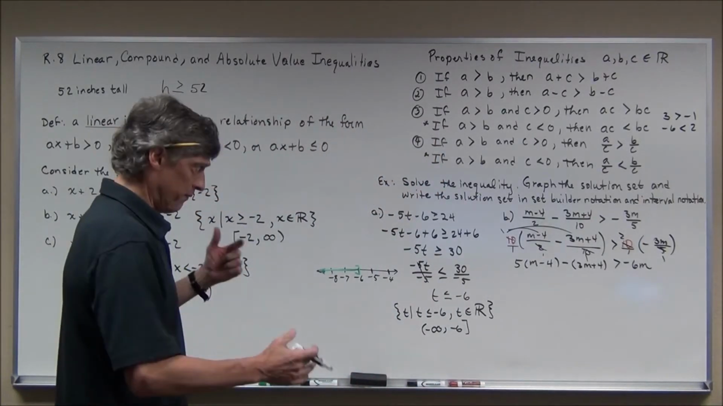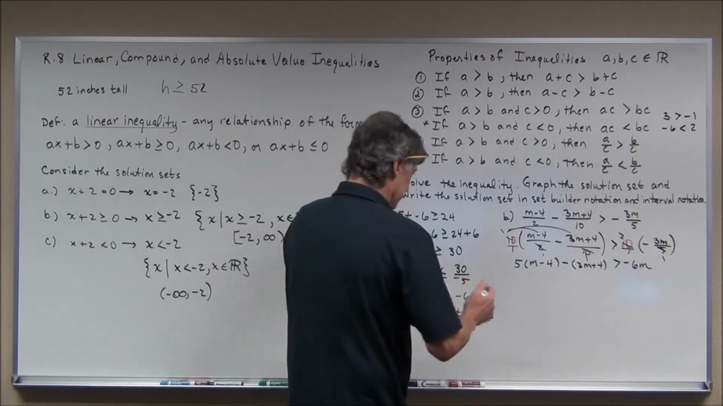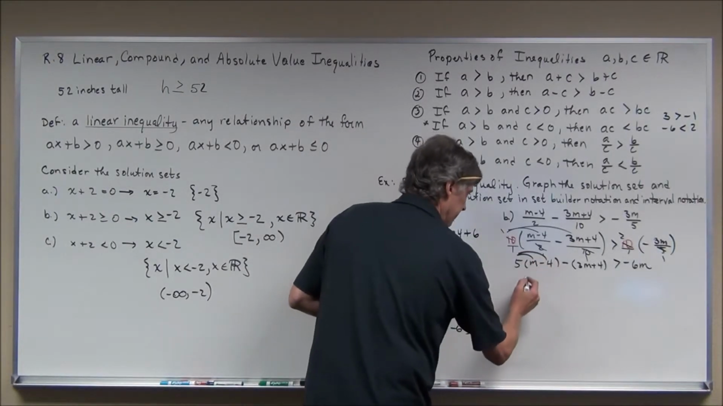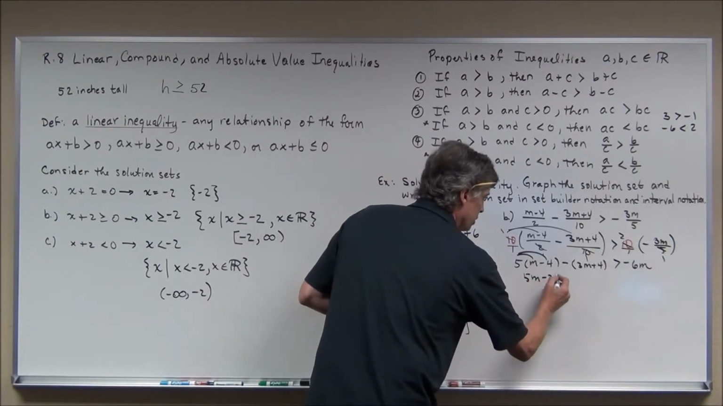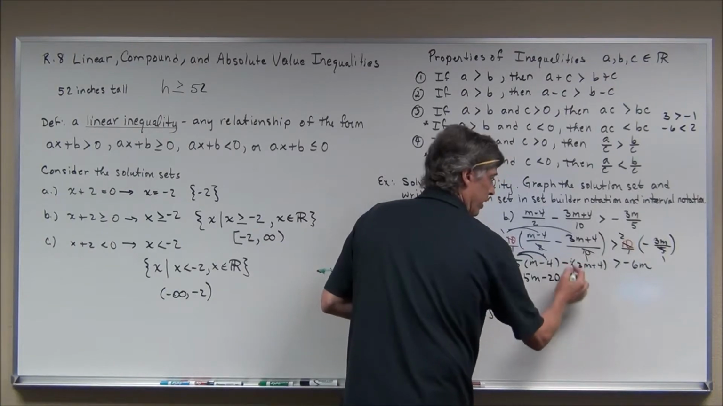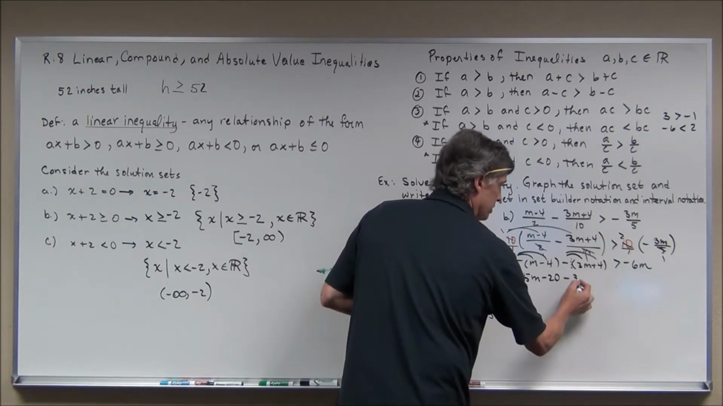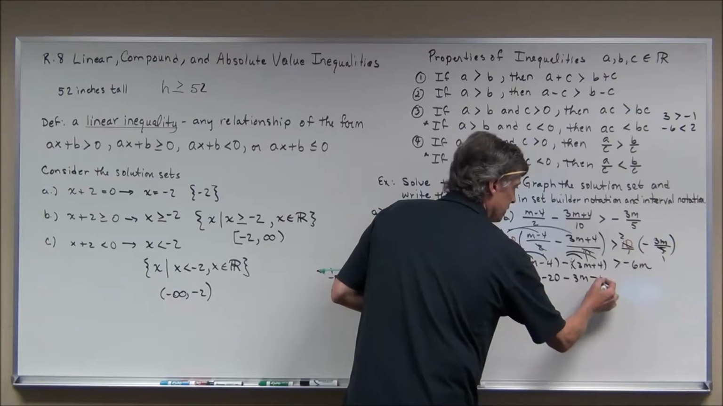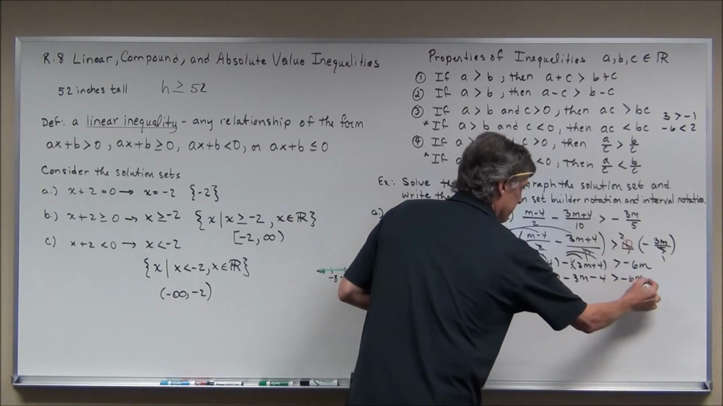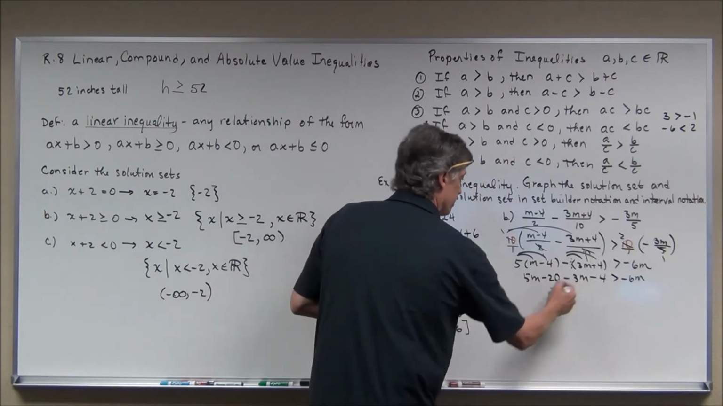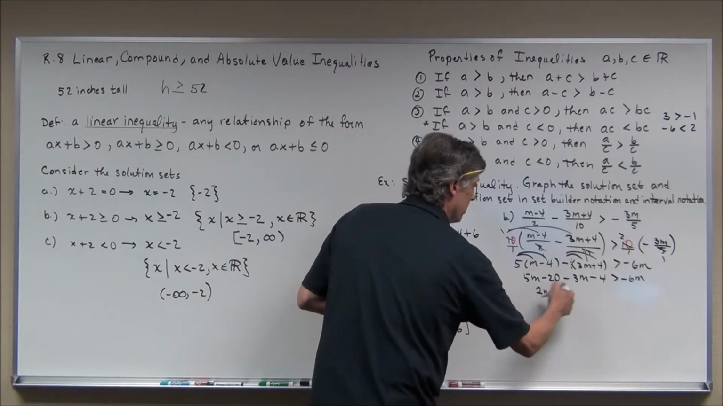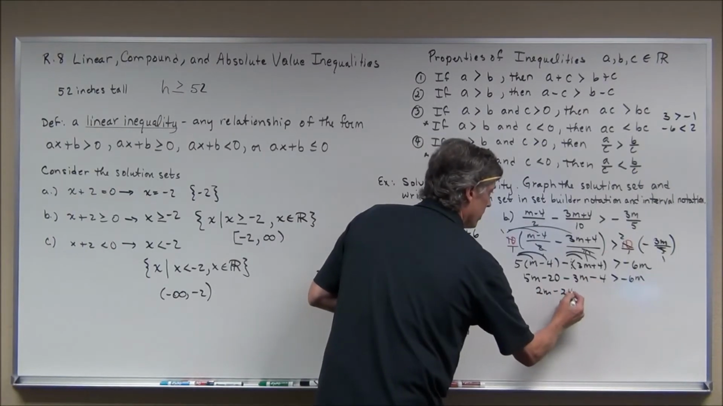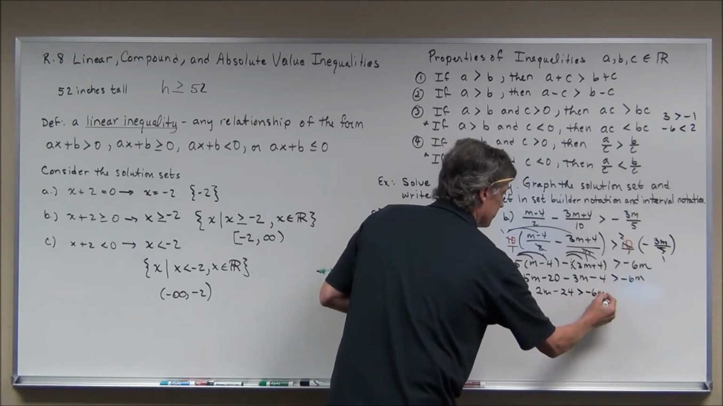I have to get rid of those parentheses, just like with a linear equation. We want to simplify both sides, eliminate parentheses, combine like terms. 5m minus 20, this is like a negative 1 that we distribute, minus 3m minus 4 is greater than negative 6m. Alright, I'm going to combine like terms. That's 2m minus 24 is greater than negative 6m.